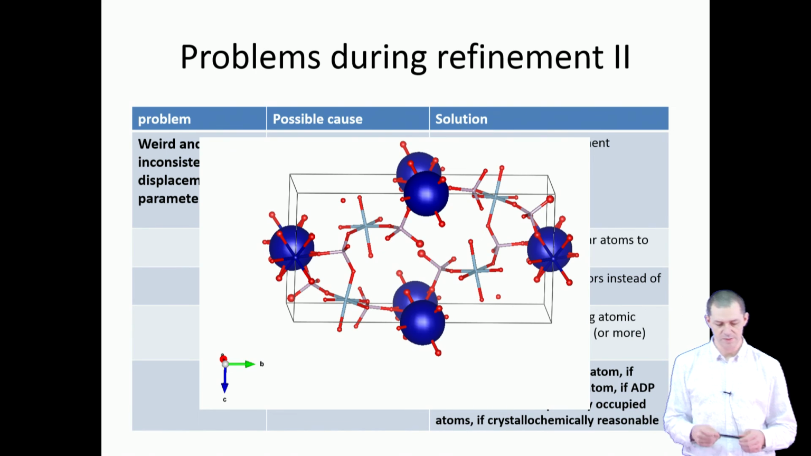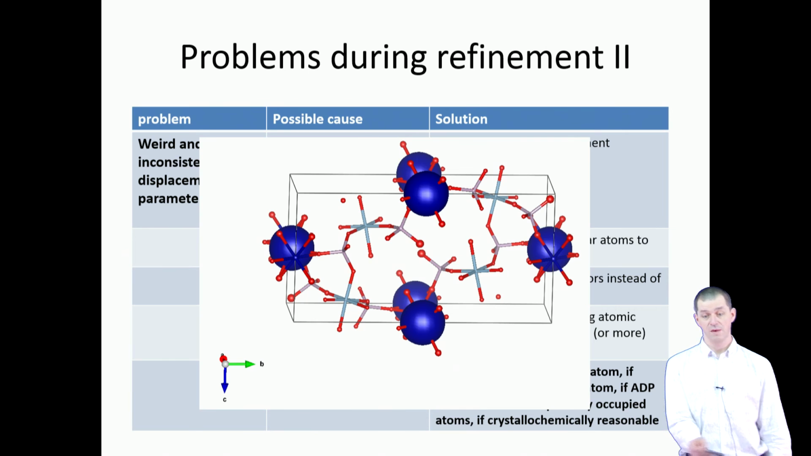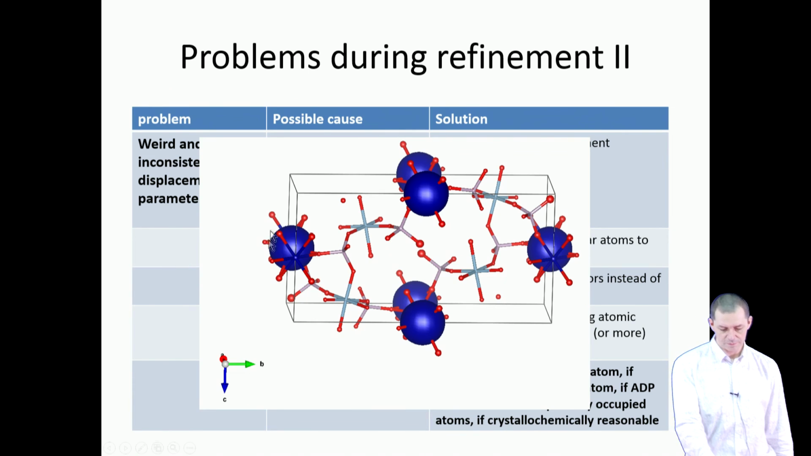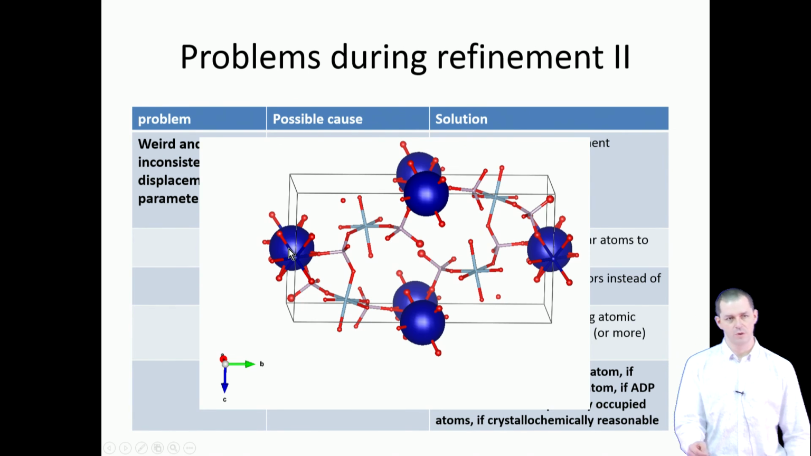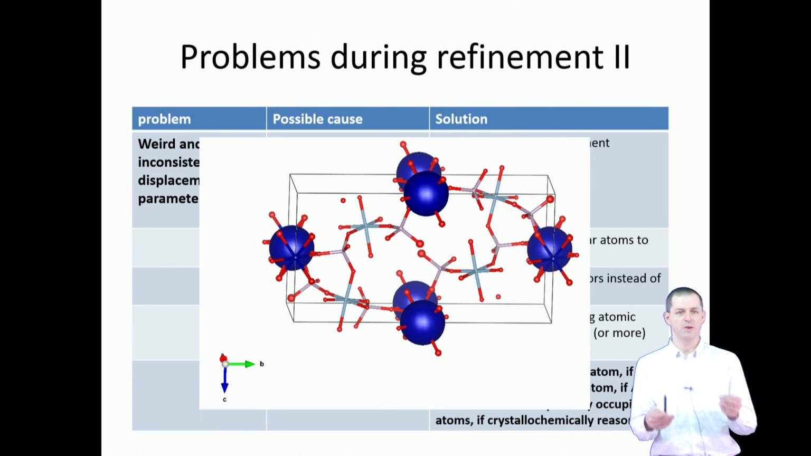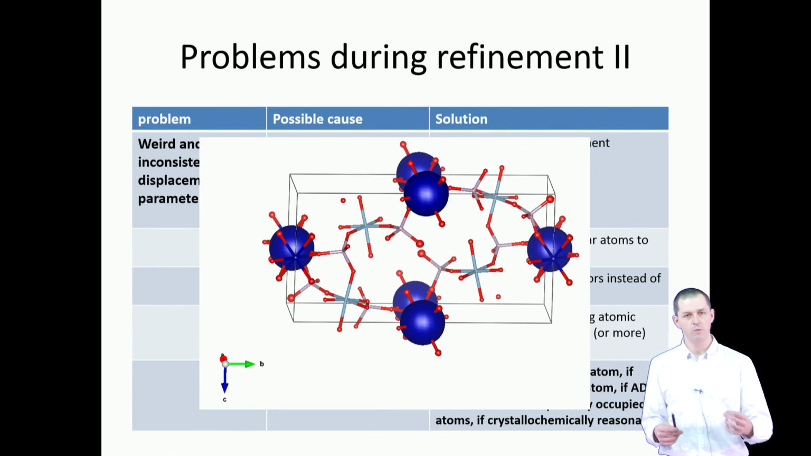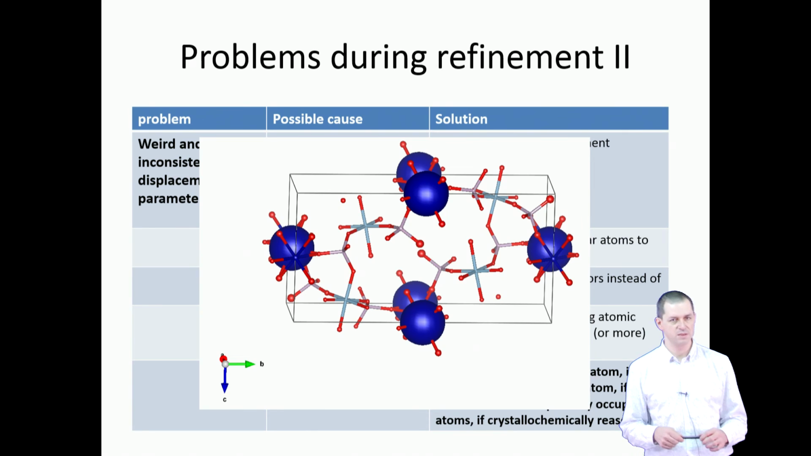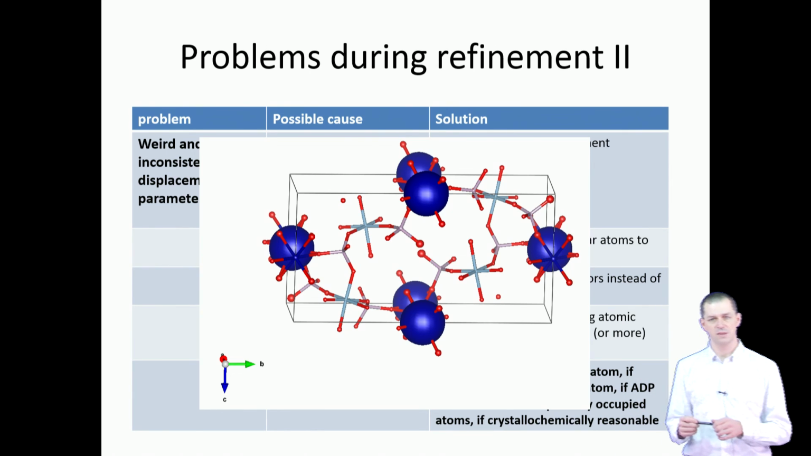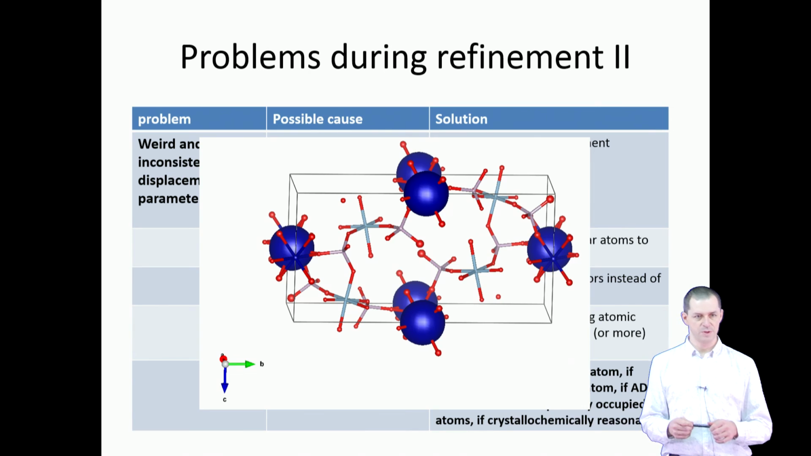So low occupancy, and in this case it is chemically very reasonable. You have an atom in the center of a polyhedron which may or may not be there. If you remove it, the rest of the structure still remains chemically reasonable. In other cases, you cannot simply do it.